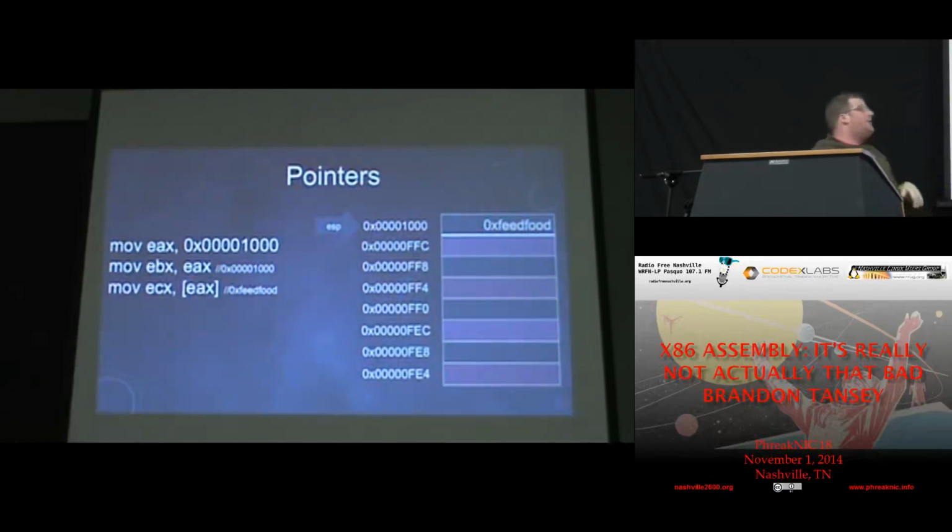So that's what we're doing. Here we end up with hex feed food in ECX. So that's something that makes sense? Cool. I'll give you an opportunity for questions in just a second. But this is absolutely critical to understand if you're going to be dealing with reading or writing assembly, because you have to know when you're dealing with the value that you actually see in a register versus the value that it's pointing to.